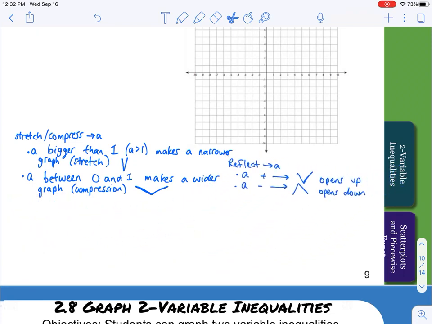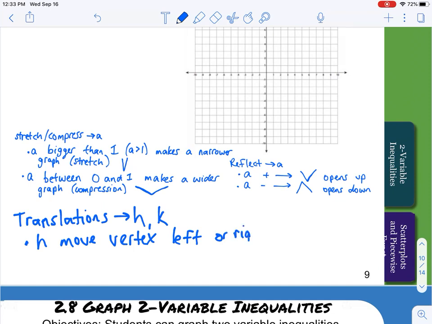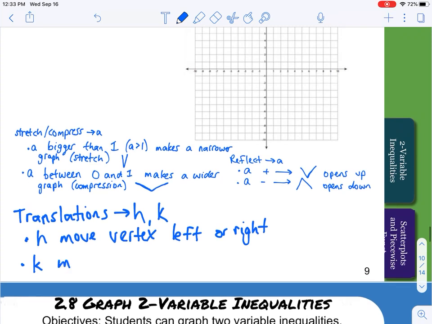We also have h and k, which we have not talked about yet. h and k are our translations. So this makes it move side to side. h will move our vertex left or right, and k will move our vertex up and down.